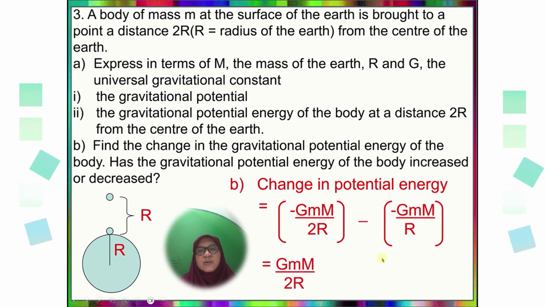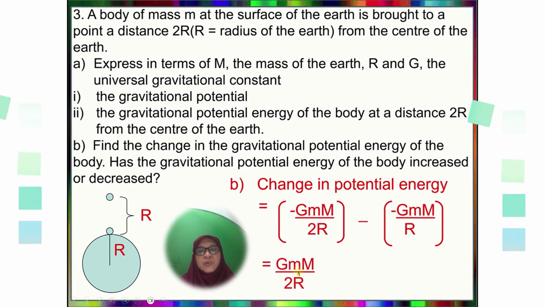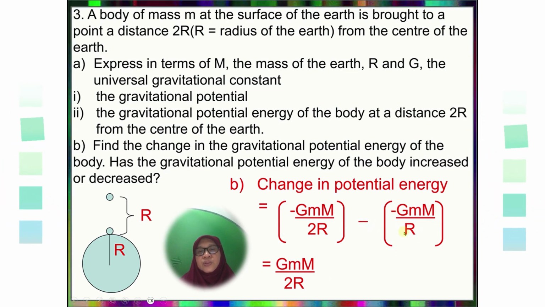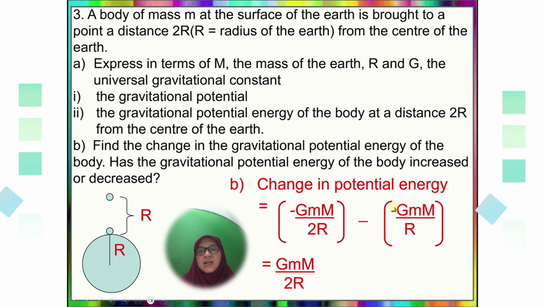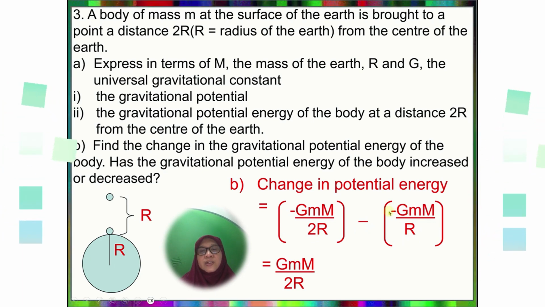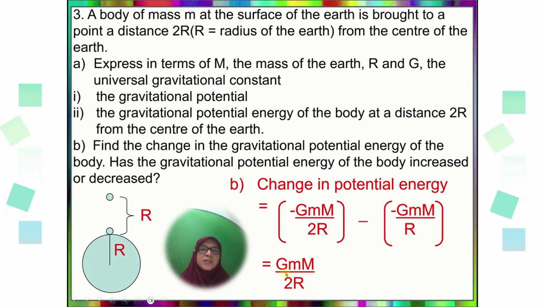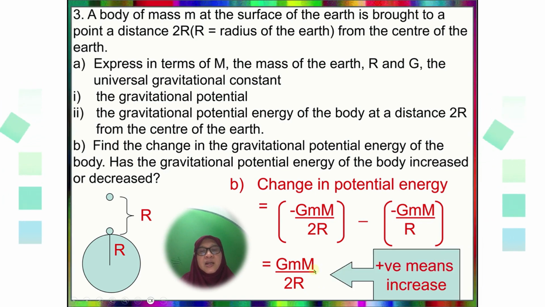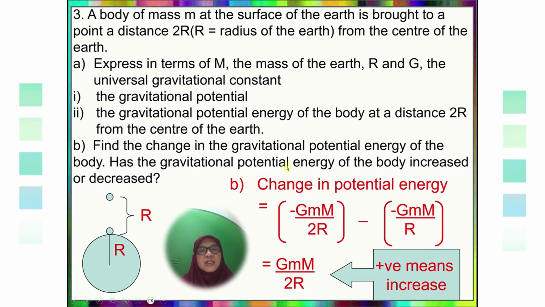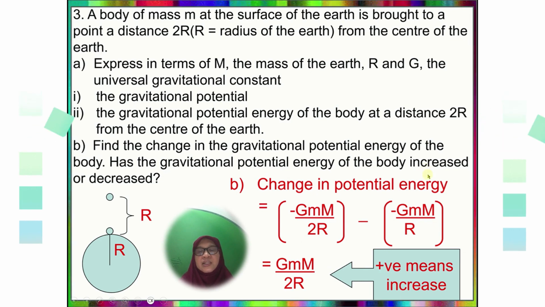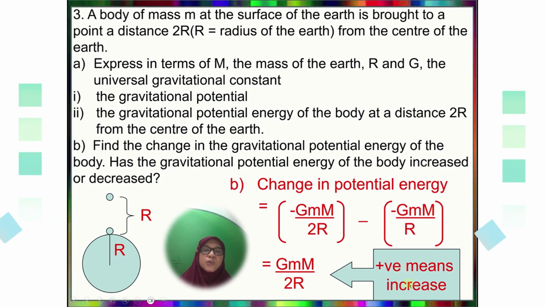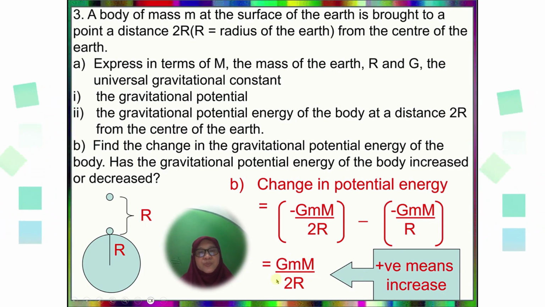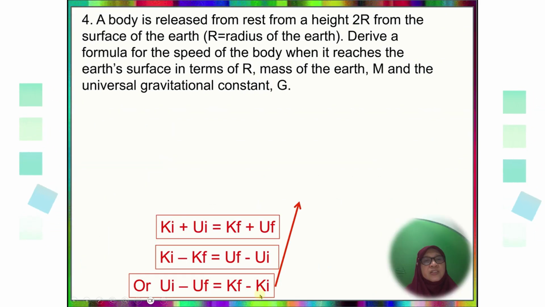Now we simplify this. Negative minus here becomes plus. This means we double this to 2GMm over 2R. Positive 2 minus 1, we get a positive value. So the answer is positive GMm over 2R. If this is positive, this means the gravitational potential energy increases, because we get a positive value. Then we go to question 4.